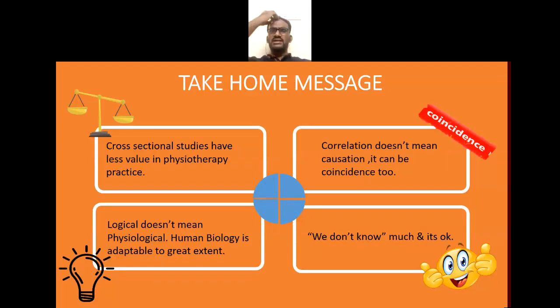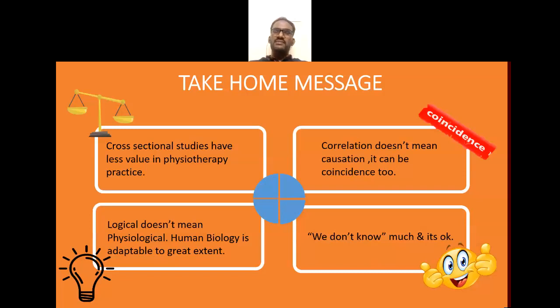So my take-home message from this presentation is that cross-sectional studies have less value in clinical physiotherapy practice. And as mentioned, correlation doesn't mean causation. It can be causation also, I am saying that, but it doesn't necessarily mean causation. It can be coincidence too. Always remember that correlation can be coincidence too.